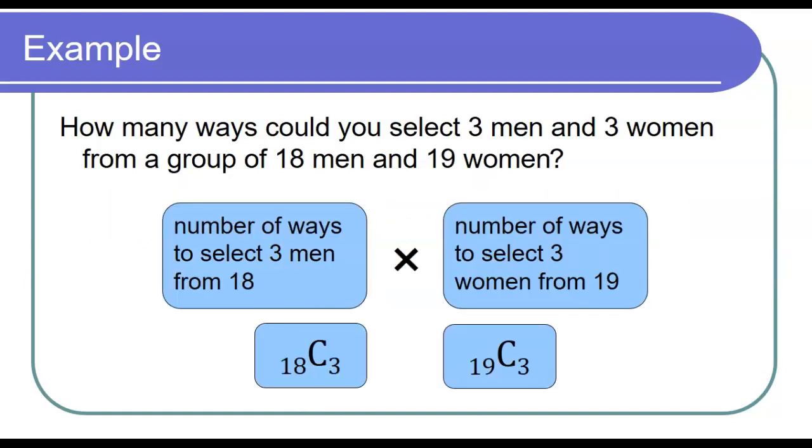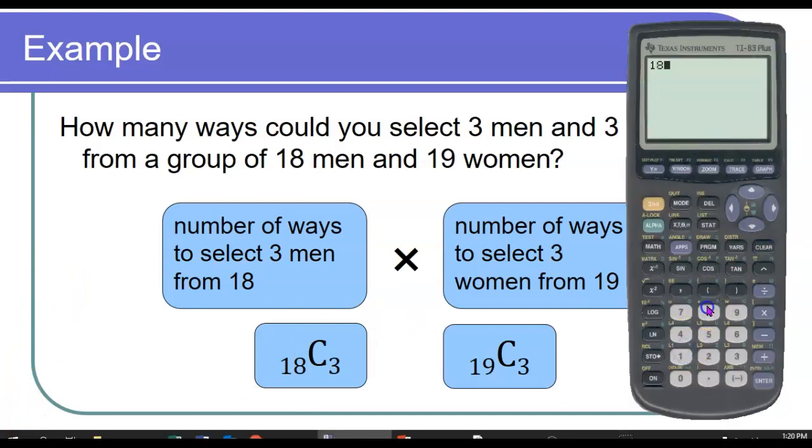So the answer, we need to find the number of ways of selecting the 3 men times the number of ways of selecting the 3 women to come up with the number of ways of selecting 3 men and 3 women. Because any of those groups of 3 men could be put together with any of those possible groups of 3 women. So the number of ways to select the 3 men from among 18, that would be 18C3. The number of ways of selecting the 3 women from among 19, that would be 19C3. Then we've got to multiply all of that together.